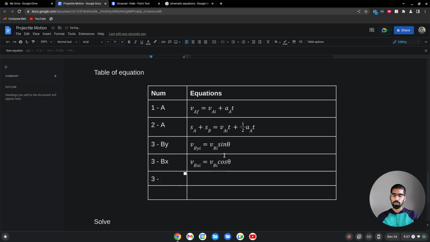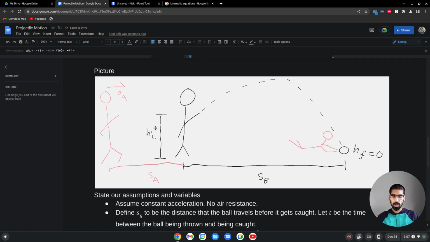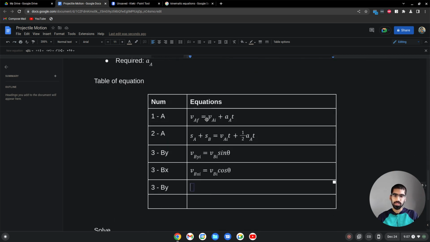Let's keep on creating more equations. So in the x direction, we don't need any kinematics equations because the velocity is always the same, right? In the y direction, however, we do need equations. So in the y direction, we have a height h, and we know that the velocity has the acceleration of gravity acting on it. That's the only acceleration. So that's the equation we're going to write.